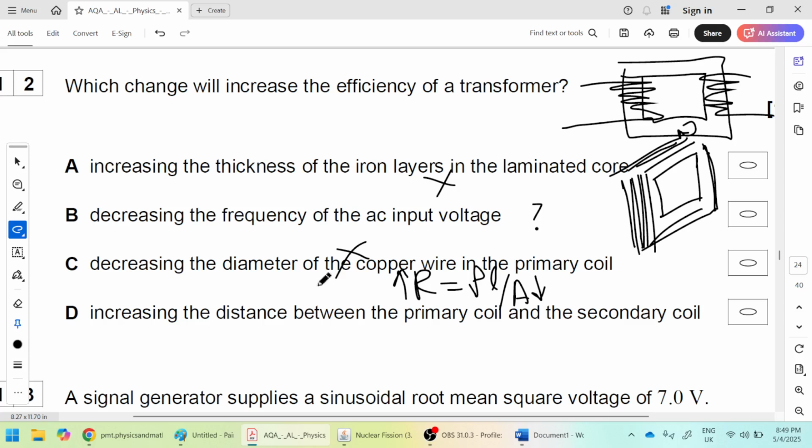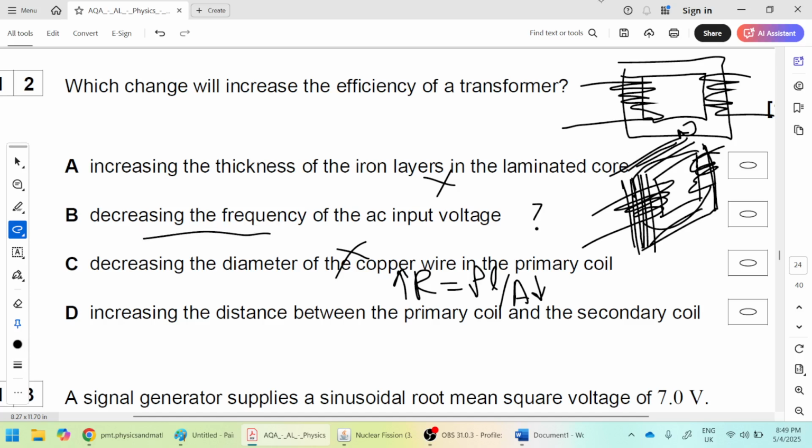Increasing the distance between the primary coil and the secondary coil will actually lead to losses, because the magnetic field has to transfer from the primary coil side to the secondary coil side, right? Through this iron core, the magnetic field has to transfer and cut the secondary coil. Sorry, it will still happen, but it will make it less efficient. Now, that leaves us with this answer here.